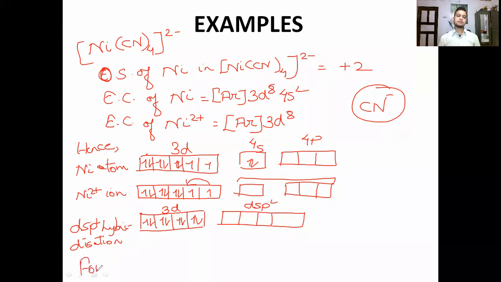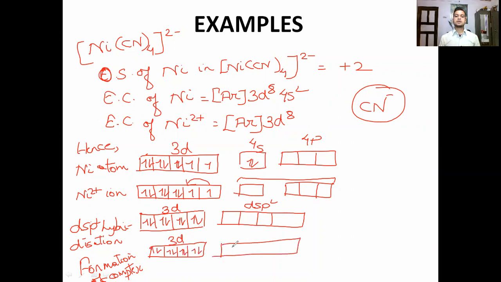Then finally it will go for formation of the complex. So how will the complex form? Same thing. Okay, so obviously now you will not have 5 empty orbitals. Okay, let me just draw it again. So you will have the 3d and 4 orbitals. One will be hybridizing, and in these empty hybridized orbitals, 4 electron pairs will be donated by the 4 cyanide ligands.